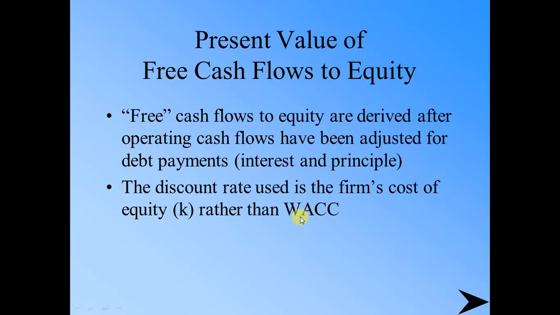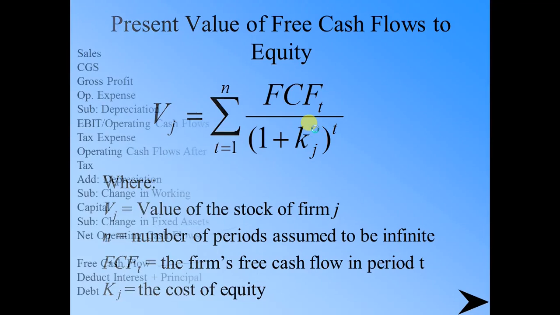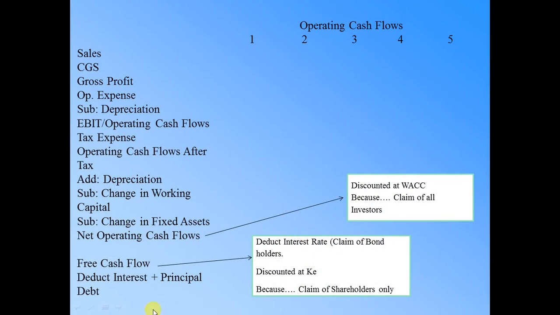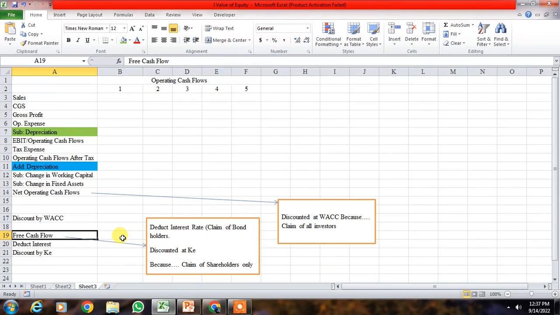Why not WACC? Because there is no claim of any other investor except the equity holder. So the formula in this case is that we are supposed to find out the present value of the free cash flows while discounting it on the KE or the cost of equity. So you can see that in free cash flow we deduct the interest and the principal amount. Once that is deducted, we are only left with the equity claim. So that is why we discount it on the required rate of return on equity only instead of the WACC. You can see from here also it is the same picture.